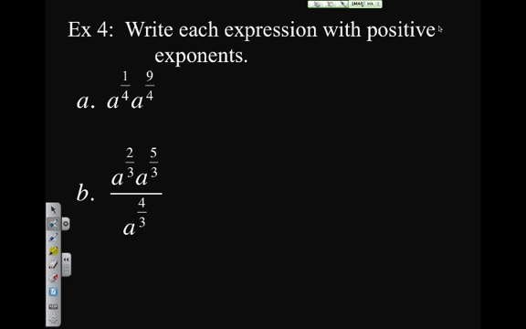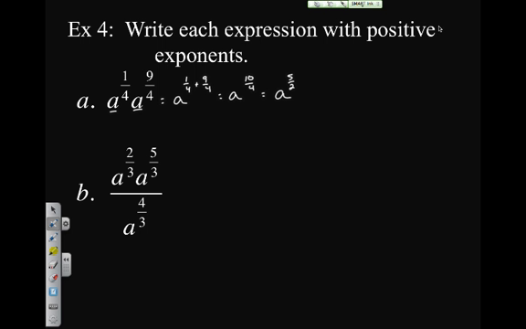To combine these expressions, write each expression with positive exponents. Remember the rule for multiplying numbers that have the same base is we add the exponents. So this will be a to the 1/4 plus 9/4, which is a to the 10/4. And to simplify that, we always reduce fractions. It's a to the 5/2 power for the first one.